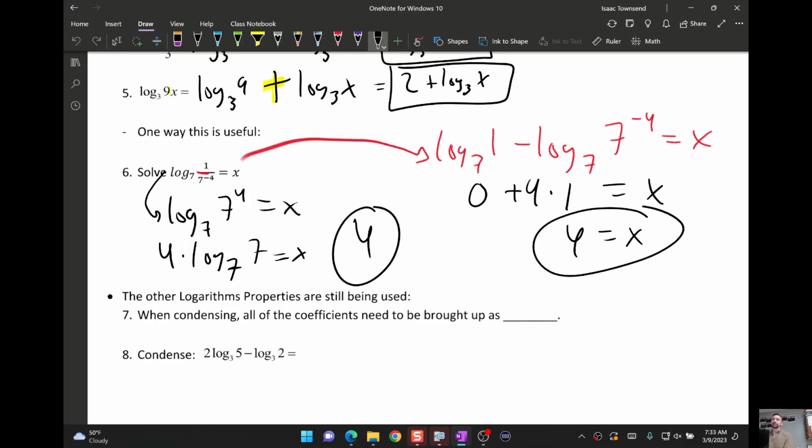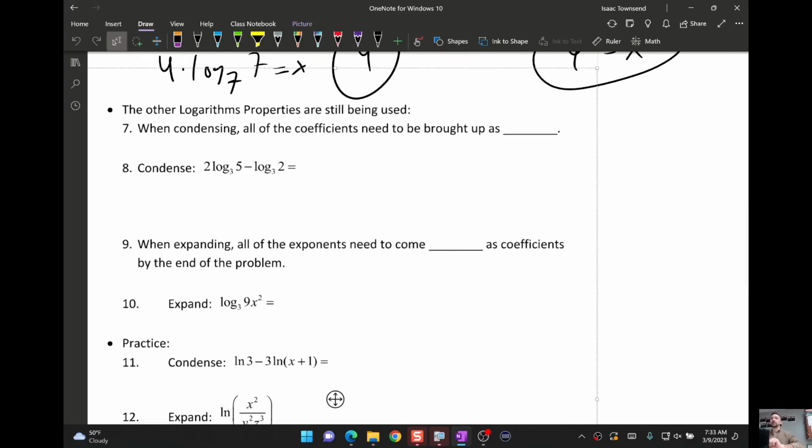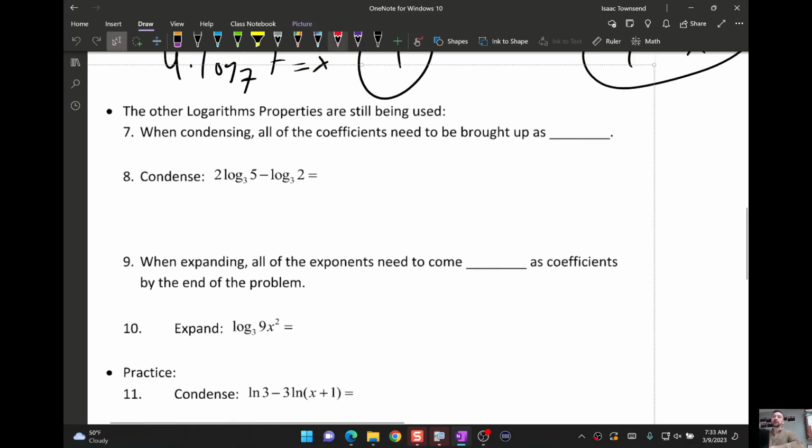Okay, so on the back page, a couple things to just kind of clean up before we can actually practice this, because again, that's it. There's two ways to expand, two ways to condense, and you just got to practice it a few times to make sure that you know what your answers need to look like.